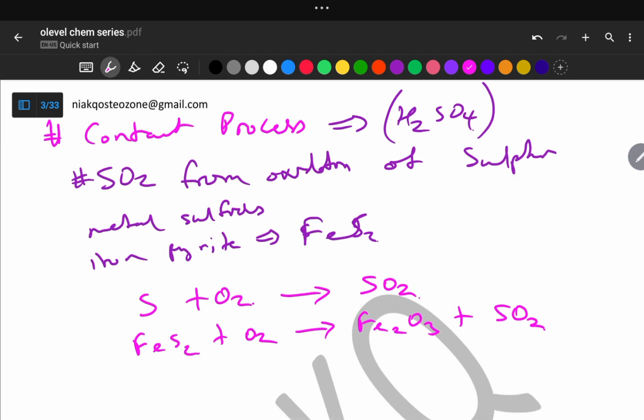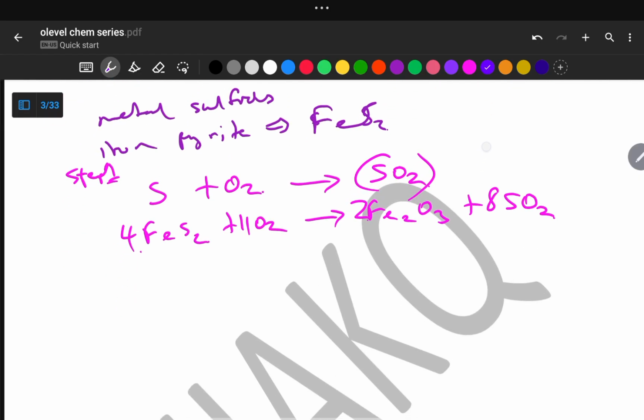And then to balance this equation, we have a 4 here, then a 2 there, then 11 here, then an 8 there, and then the equation is balanced. So this is the first step, the production of sulfur dioxide. And then we go on to the next step. That's where the contact process is.